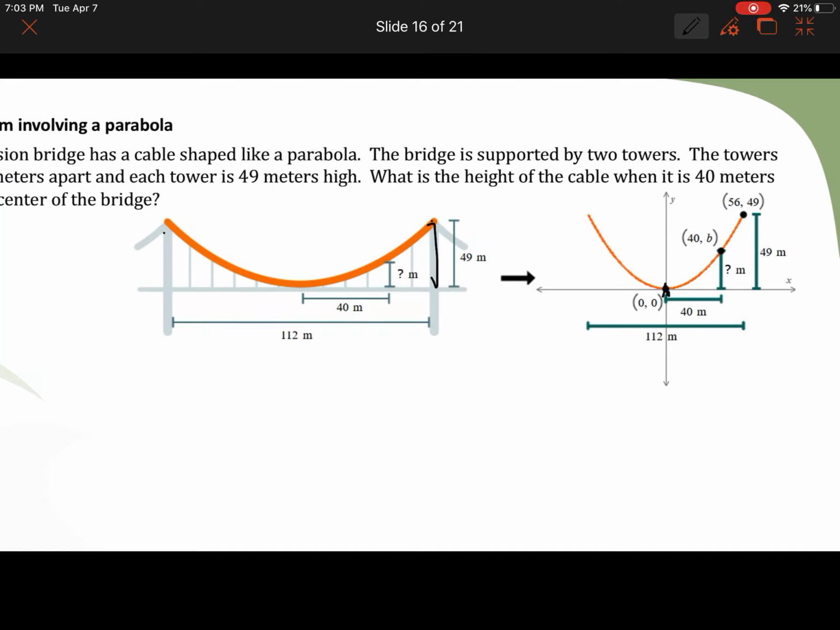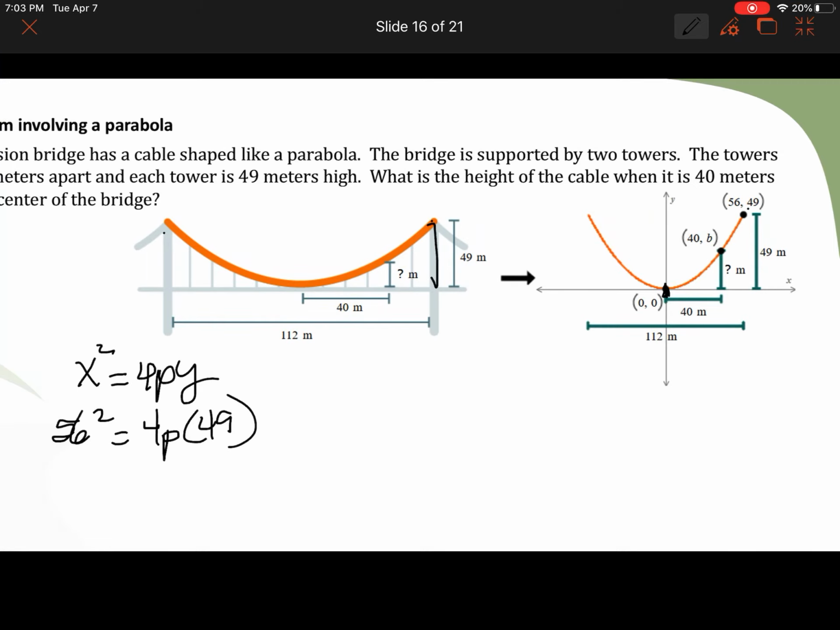So if here is the vertex and this is 112, that means this point right here is 56 over, because that would be half of 112, right? So 56, 49, that's that point. I'm set up at 0, so I know it's going to be x squared equals 4py. And I know that the point (56, 49) works. So I know that 56 squared is equal to 4 times p times 49.